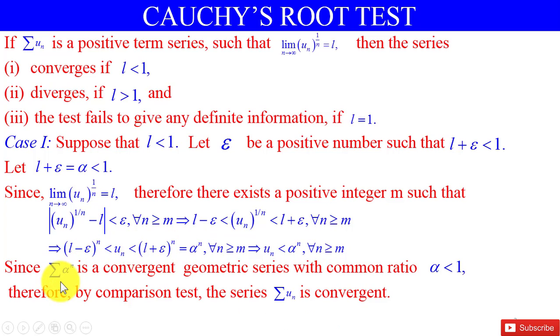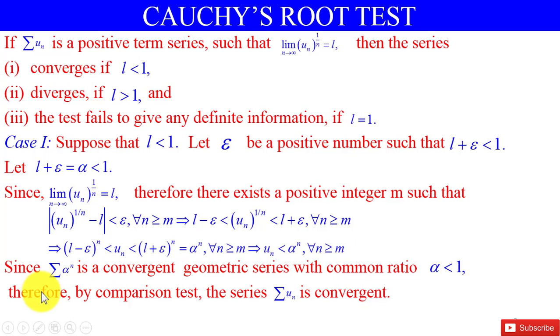This implies that L minus epsilon whole raised to the power n is less than un, which is less than L plus epsilon whole raised to the power n, equal to alpha raised to the power n, because L plus epsilon is equal to alpha, for all n greater than or equal to m. And this implies that un is less than alpha raised to the power n for all n greater than or equal to m.